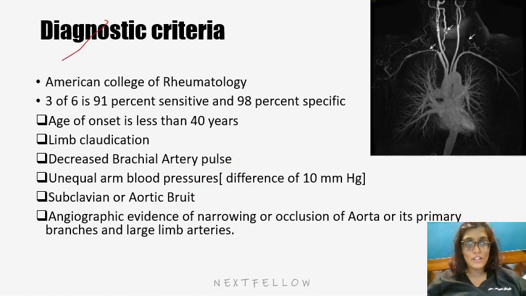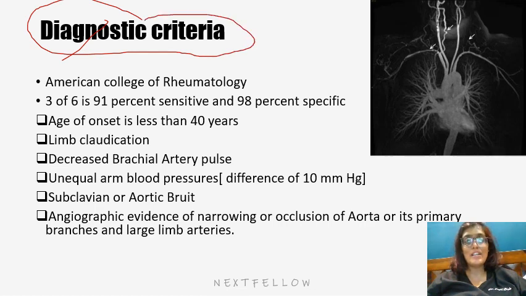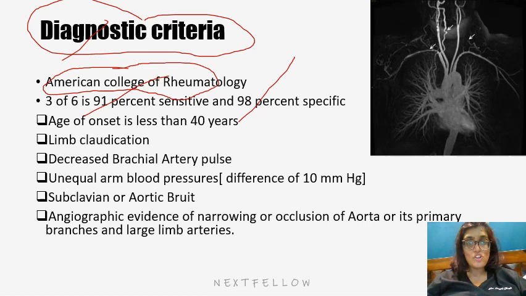So this is a very important slide. Coming to the diagnostic criteria for Takayasu arteritis, according to the American College of Rheumatology, 3 out of 6 criteria is 91% sensitive and 98% specific for the diagnosis of Takayasu arteritis. The age of onset is usually less than 40 years.